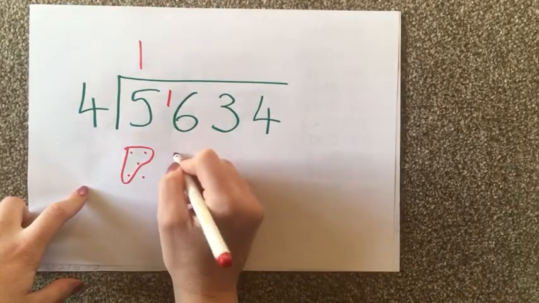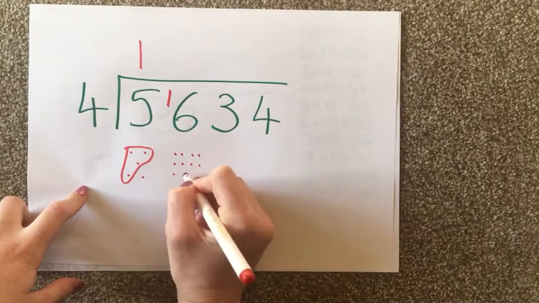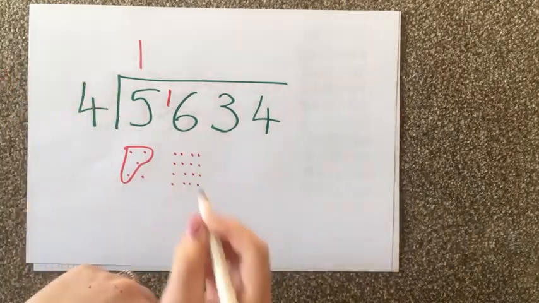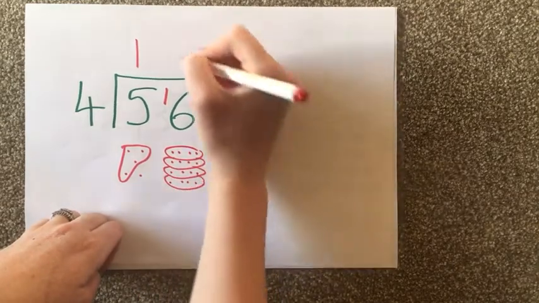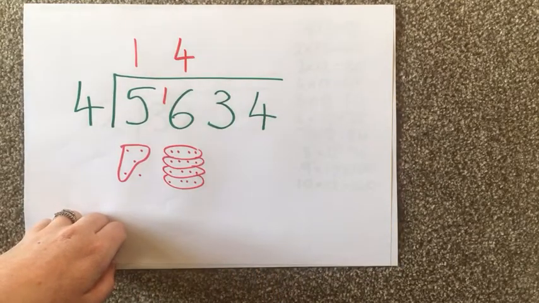My next number is 16. Again, feel free to draw dots if you want to. I could get 4 groups of 4 out of 16. 1, 2, 3, 4. 4 groups of 4 out of 16.